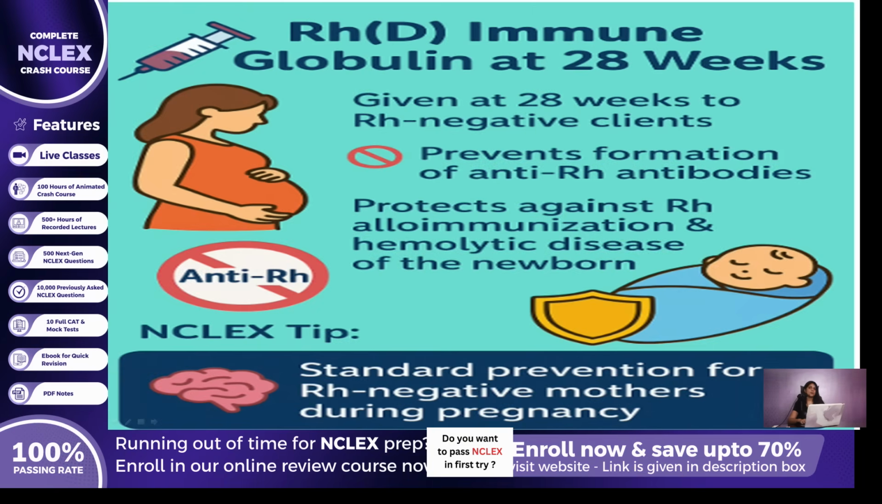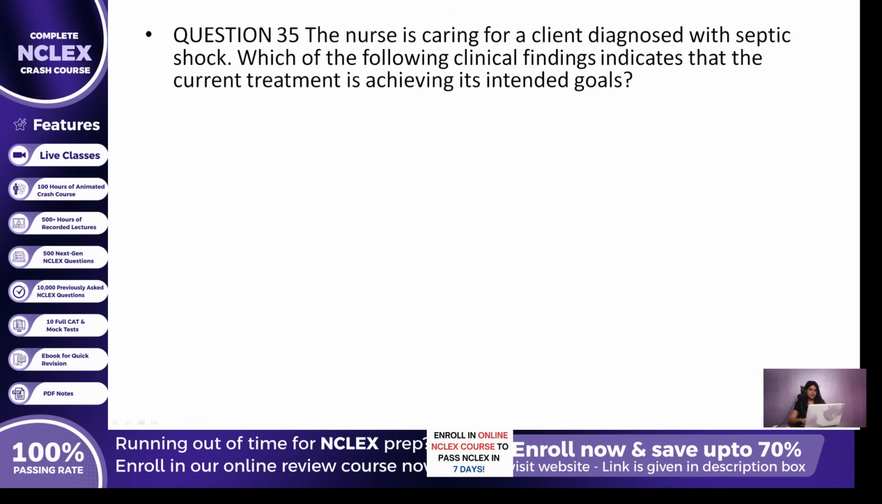It is the gold standard for preventing Rh alloimmunization and its complications, such as hemolytic disease of the fetus and newborn. In summary, the administration of RhD immune globulin is the essential preventive action for Rh-negative clients at 28 weeks gestation. Question 35. Let us now evaluate a key indicator of effective treatment in septic shock.